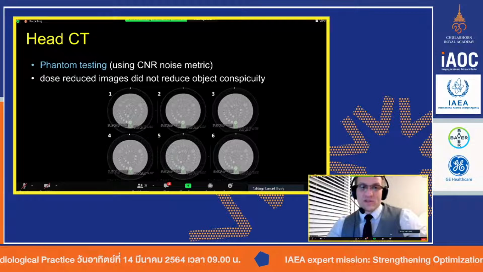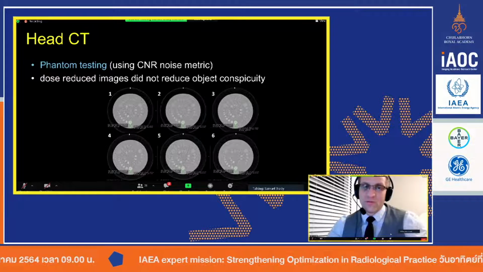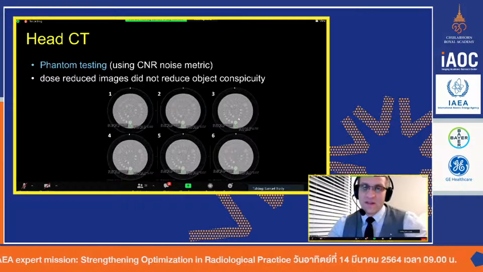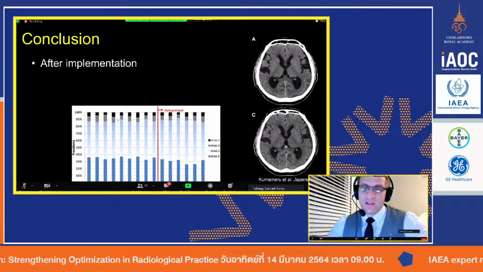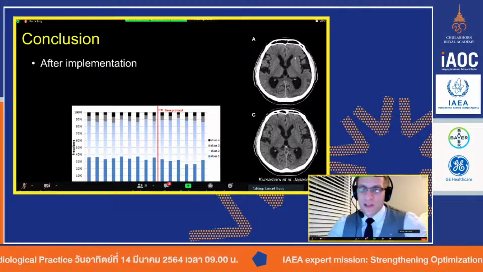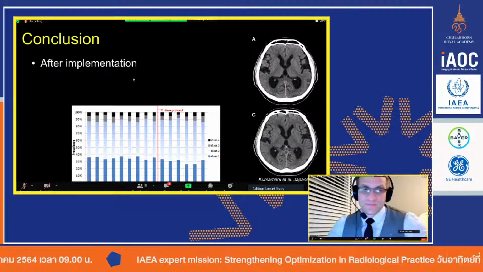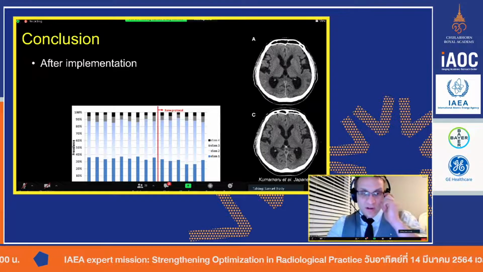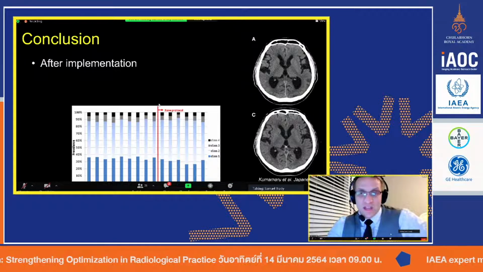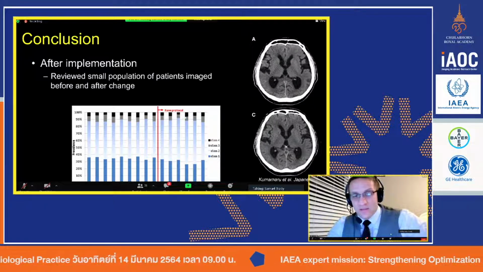What they found was the dose reduced images did not reduce object conspicuity. So they felt comfortable by doing this thorough study in the phantom, that if they made the same change in the patient population, there wouldn't be an adverse effect, and that the image quality would still be okay at a dose reduced level. So here you can see they acquired data for some time before the intervention. They made a change to the protocol. And then after that, they looked at the same patients.